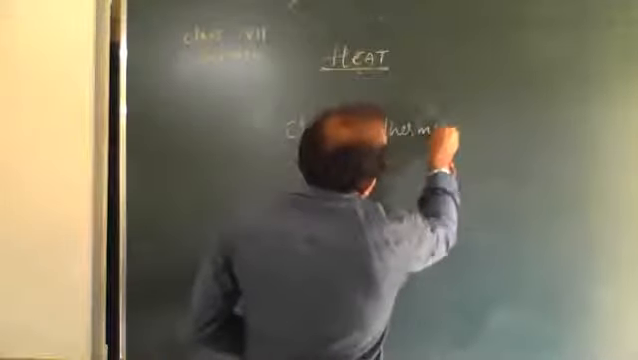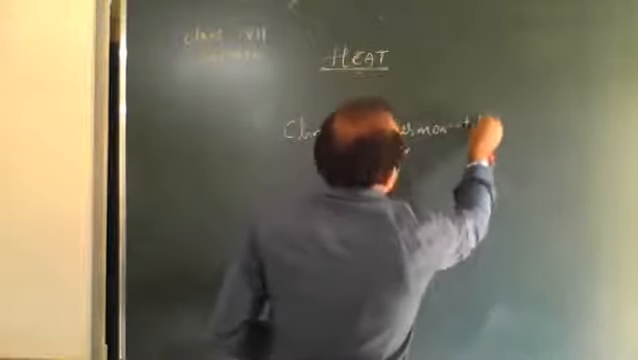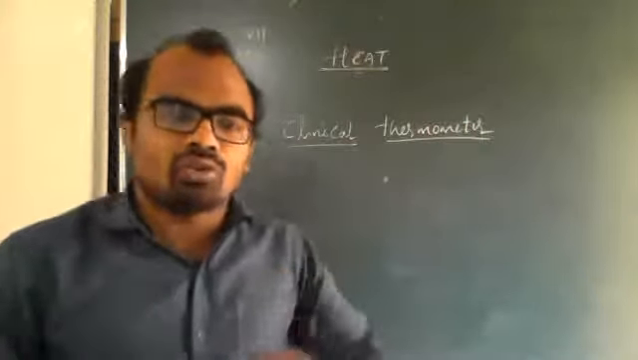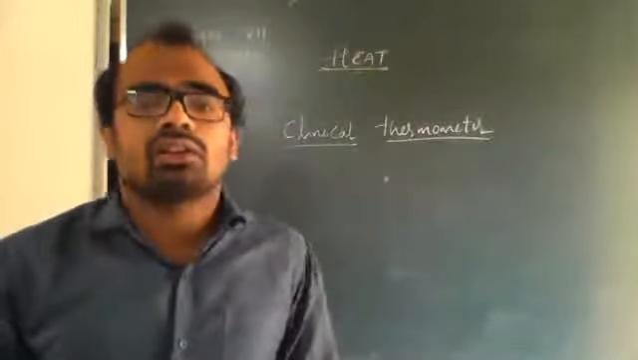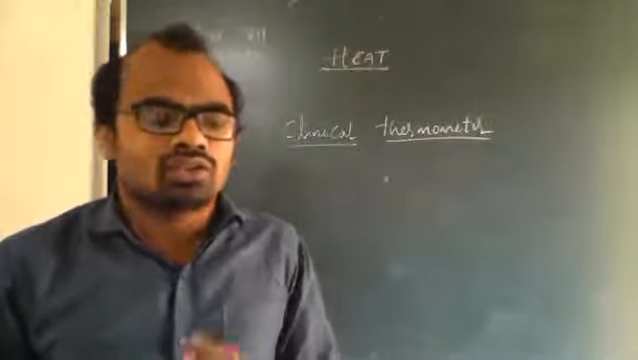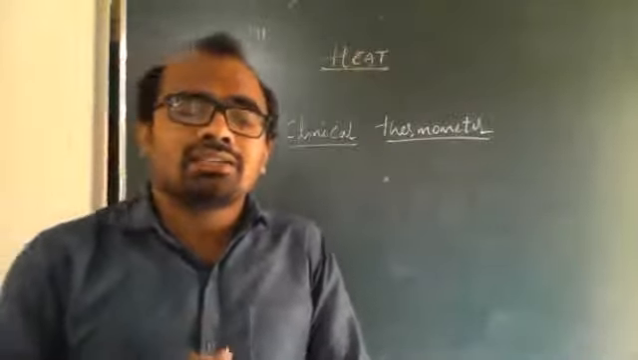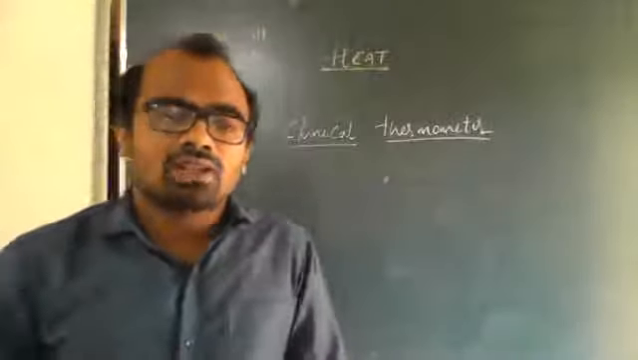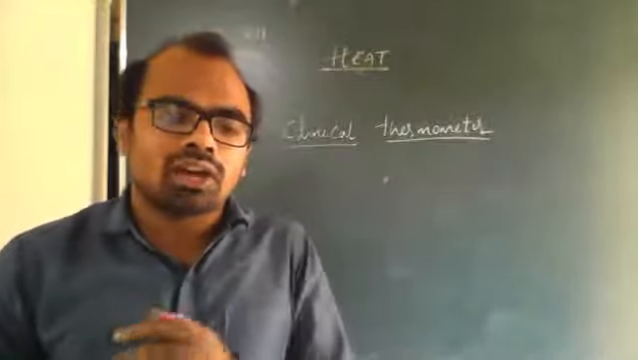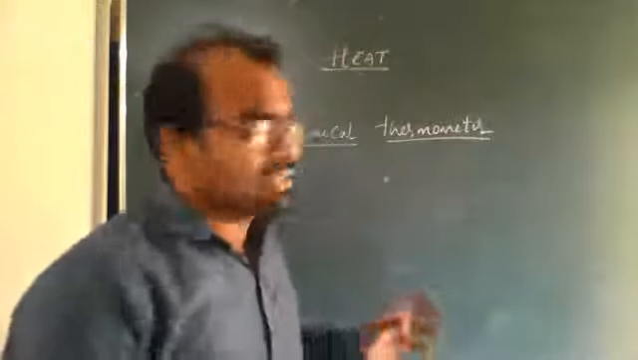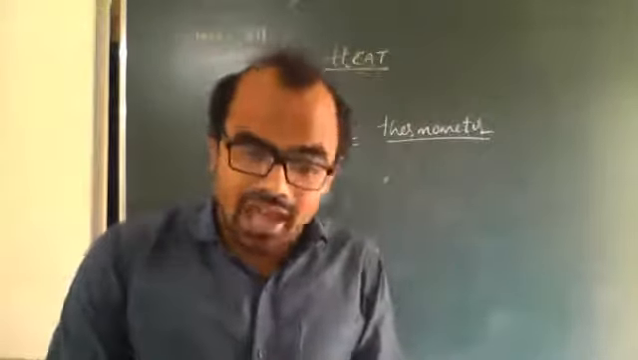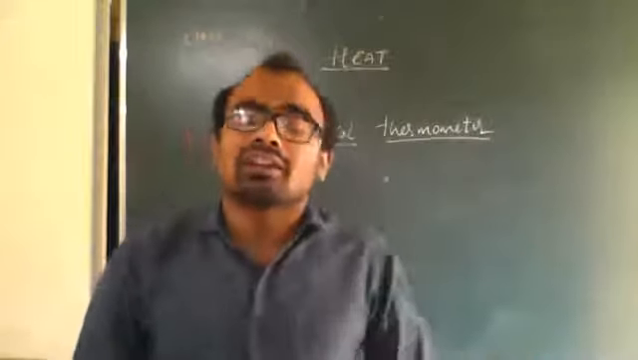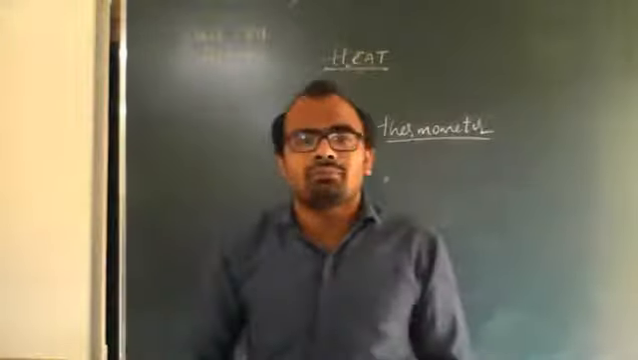What is a clinical thermometer? The thermometer which is used in clinics is called a clinical thermometer. It is a long, narrow, uniform glass tube. It has a bulb at one end that contains mercury. In that bulb, there is mercury.